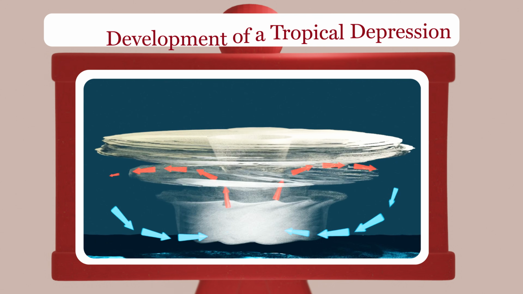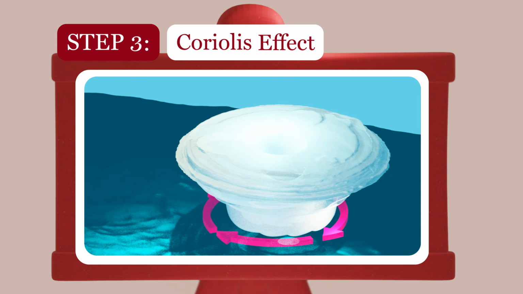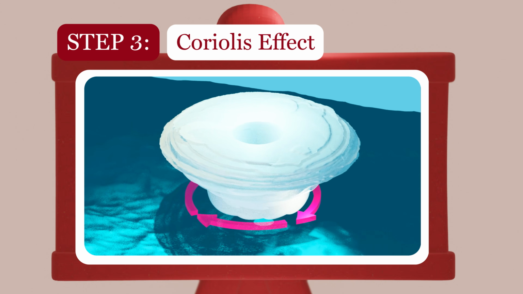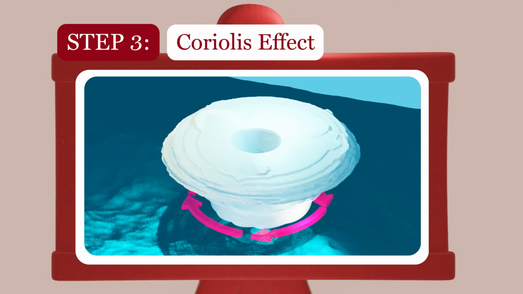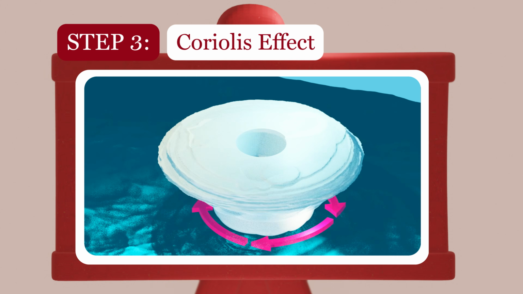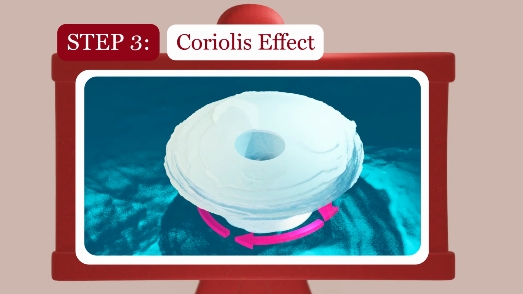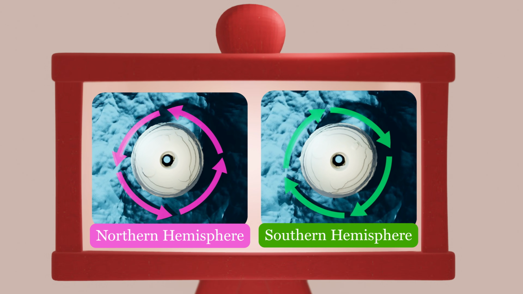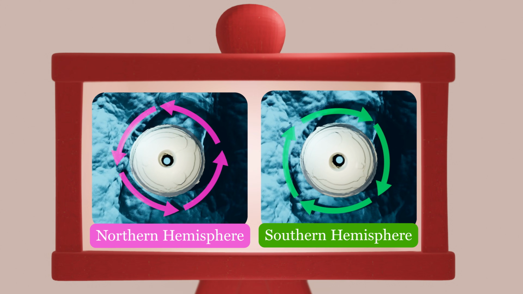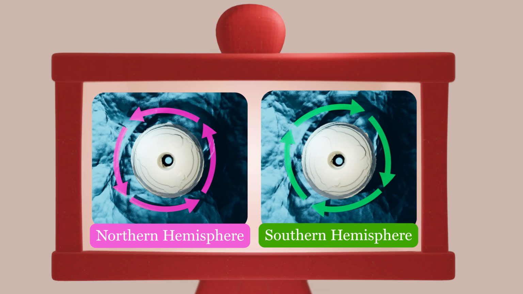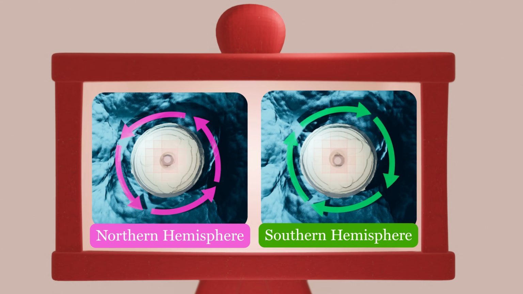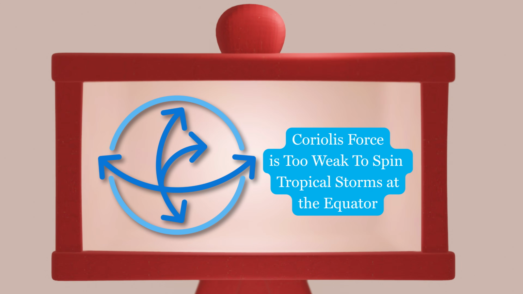Step 3 is the Coriolis effect. Here's where the Earth's rotation comes into play. The Coriolis effect causes moving air to spin, making the storm rotate. In the northern hemisphere, storms spin anti-clockwise. In the southern hemisphere, they spin clockwise. That's why storms don't form right on the equator, as there isn't enough Coriolis force there to make them spin.